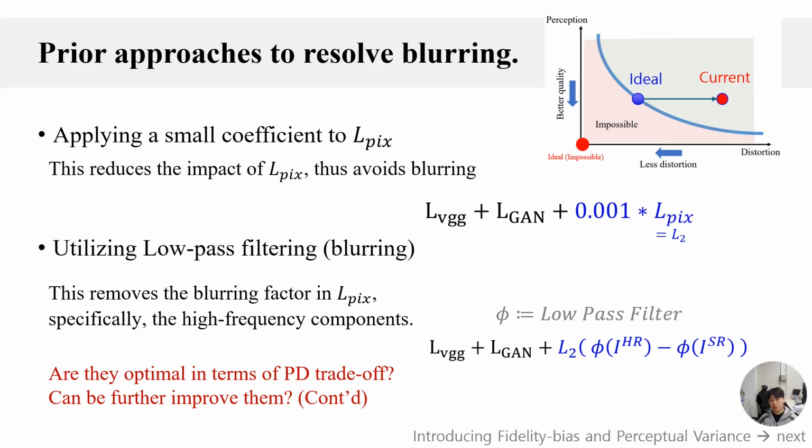Now, given the concept of the perception-distortion trade-off, we'll discuss whether the existing approaches are optimal. They either multiply a small coefficient to LPix or apply low-pass filters before it. This design is to reduce the impact of high-frequency components from being penalized, which is a fundamental cause of the blurring phenomenon. However, later I'll show that these conventions both lose more reconstruction guidance than required. That means they lead to higher distortion than required for their given perceptual level, as shown in the graph on the right side.